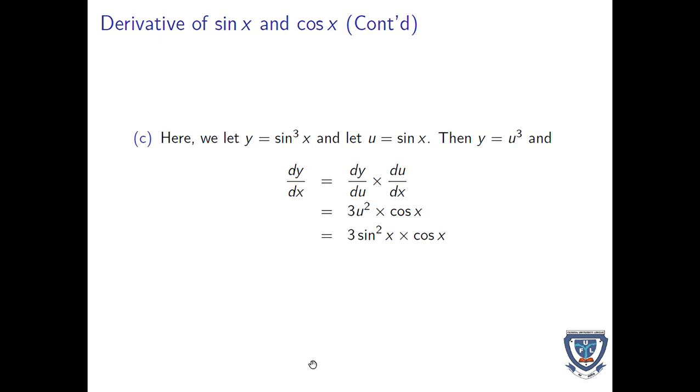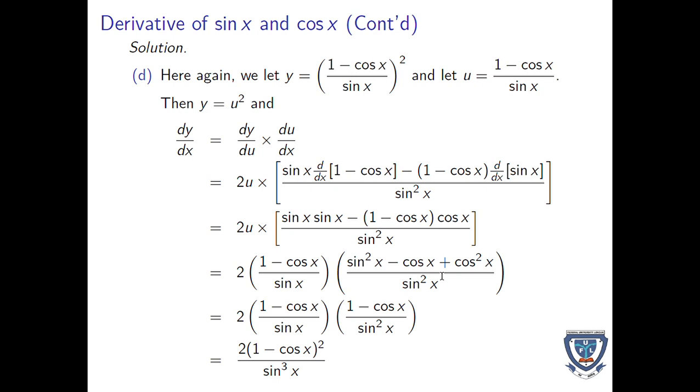Now we are going to look at c. Here we let y equal to sine x raised to the power 3 and let u equal to sine x. Then y equals u raised to the power 3. And we apply the chain rule, and you're going to have 3 sine squared x times cosine x.